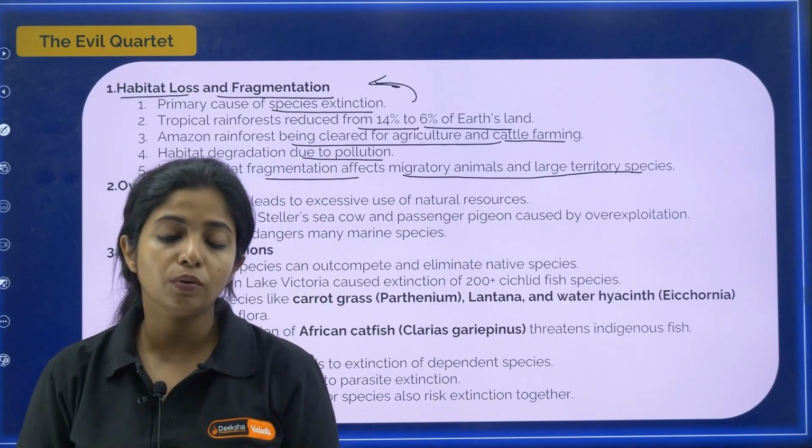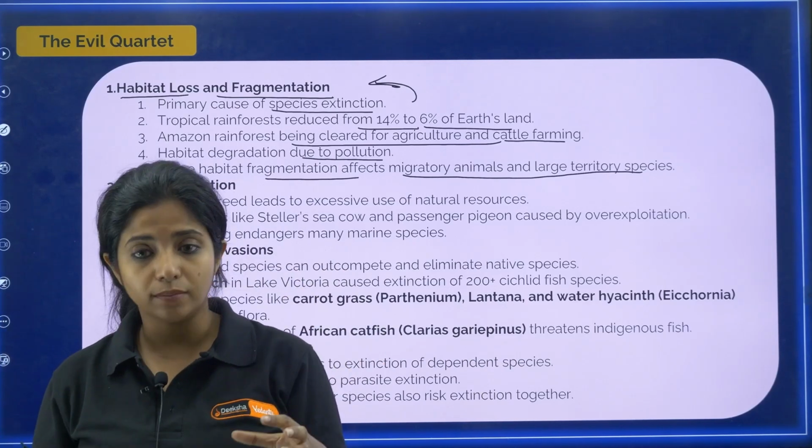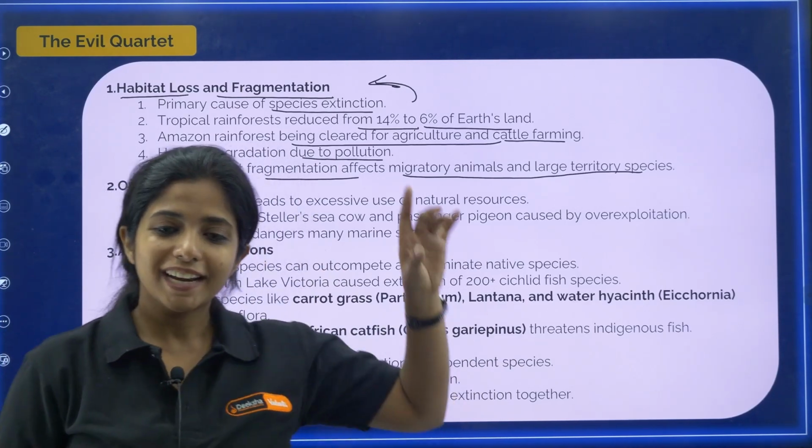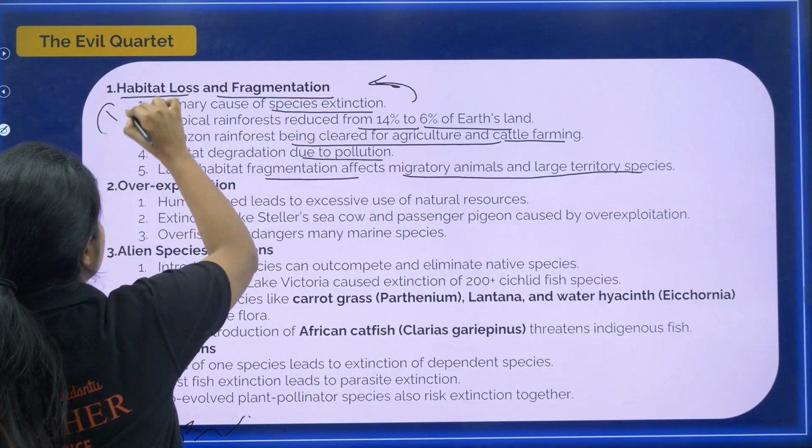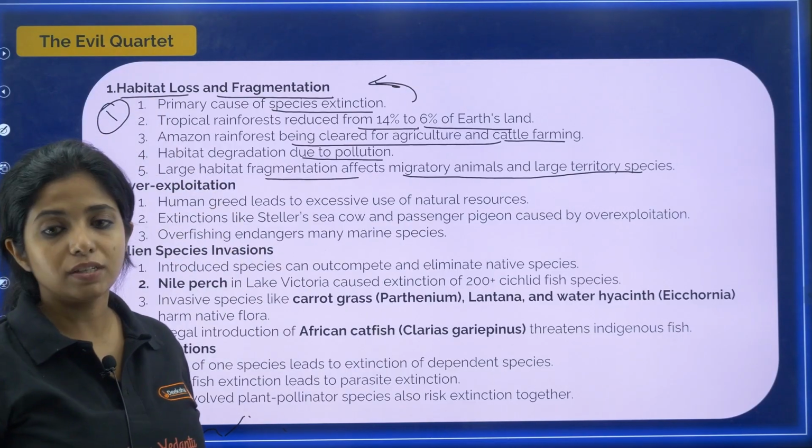So all this is going to cause huge trouble, and this has caused trouble, which is why it is there as one big reason of the evil quartet. Okay, habitat loss and fragmentation.